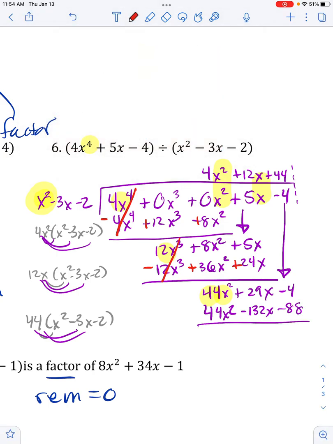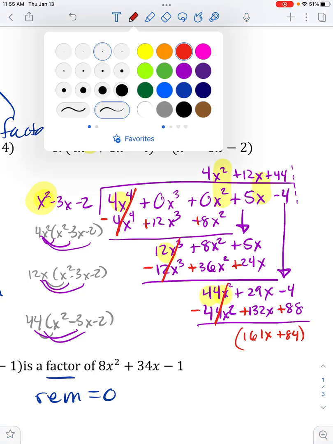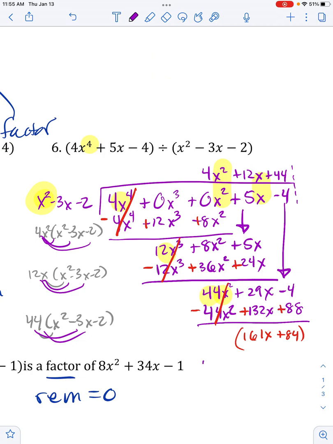But I'm looking for the difference, so minus plus plus, because subtraction changes all the signs. So I have 132 and a positive 29. So those combine to give me kind of an ugly number, but I don't care. And then 88 and the negative 4 is going to be 84 because all of that is remainder. I'm already done. So in the end, my answer is going to be my 4x squared plus 12x plus 44 from the top. Then this 161x plus 84 over what I divided by out in front of my division sign.